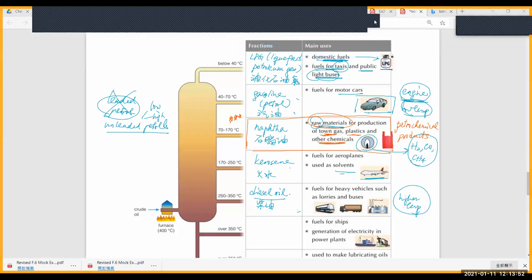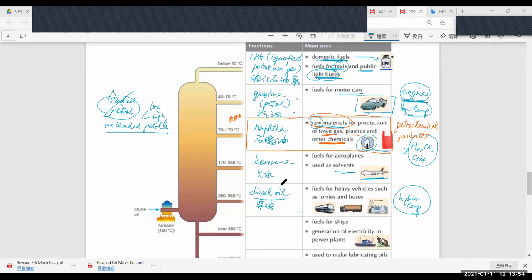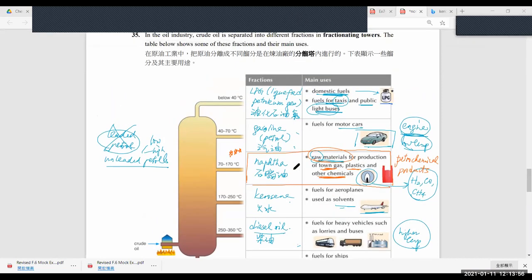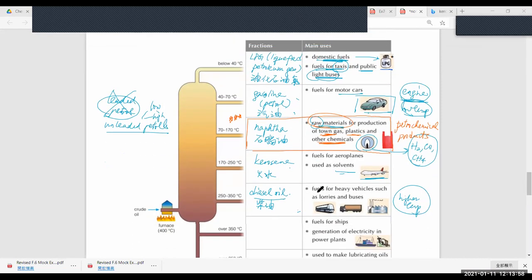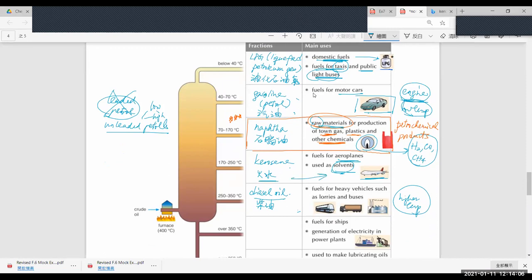Now, nowadays the kerosene is no longer used as household fuel. Instead, it's used as solvent. It's used as the fuels for the aeroplane. It's used as a solvent for soy. What is that solvent? For example, it can dilute the paint, 溝稀啲油啊, or you can remove some oil stain.